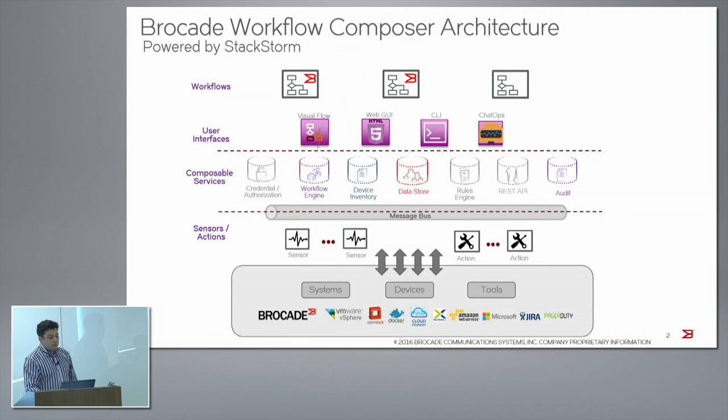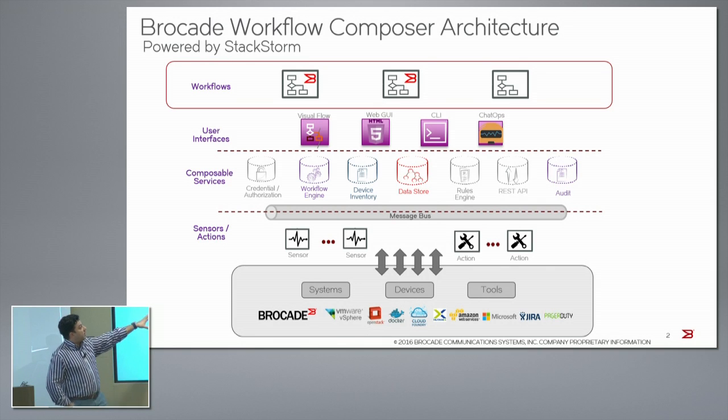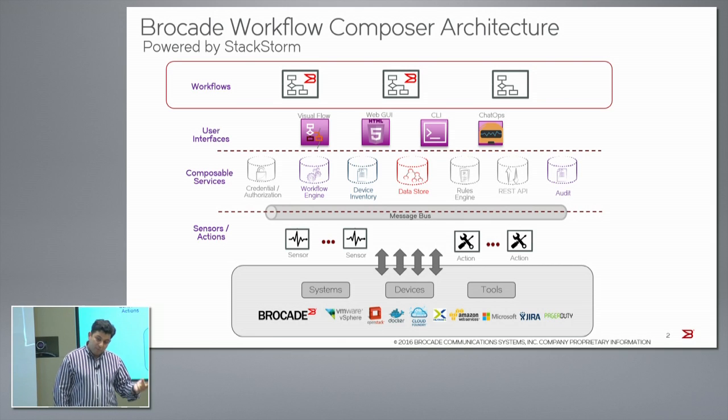So from an architectural perspective, you have StackStorm as a platform, or Brocade Workflow Composer as a platform, but then you also have these workflows. As we talk to our customers, really what gives them the agility is having these workflows either provided by Brocade or tweaked by our customers, so they could buy a workflow. We refer to them as automation packs in some of our terminology. You'll see more and more of that.